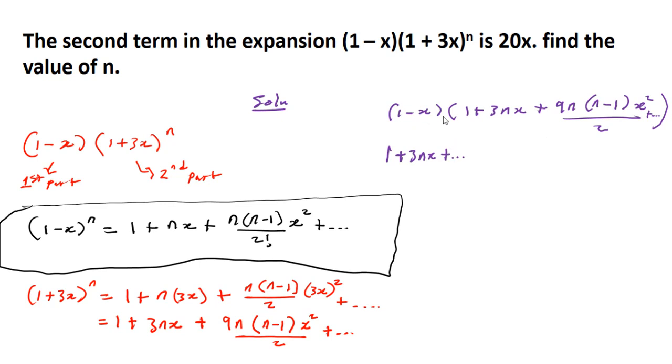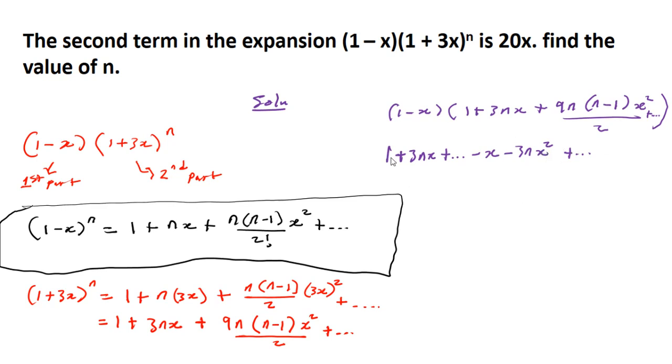Then you can also multiply this negative x by that. So it's going to be negative x, and then negative x times 3nx is going to give you negative 3nx squared. Remember, when you multiply that by that, it's going to give you the fourth term. So you can say plus dot dot dot. The reason I've multiplied this one by that one is just for formality, but if I want, I can leave it out.